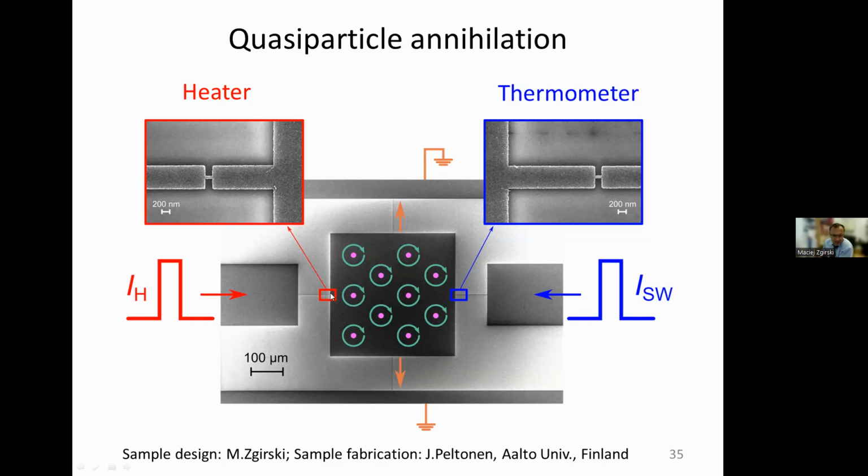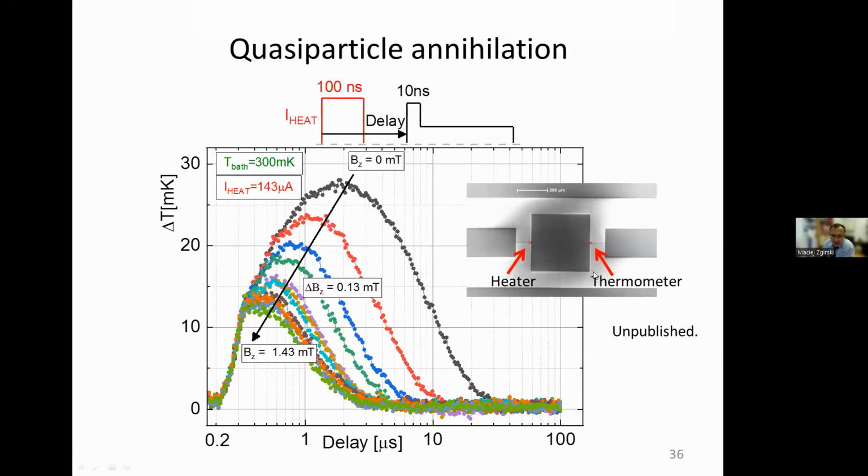We send here the heating pulse. We switch this wire, we emit quasiparticles from here, and they diffuse towards the thermometer. And we ask the following question: are vortices able to influence the flux of quasiparticles diffusing to the thermometer? So here is the answer.